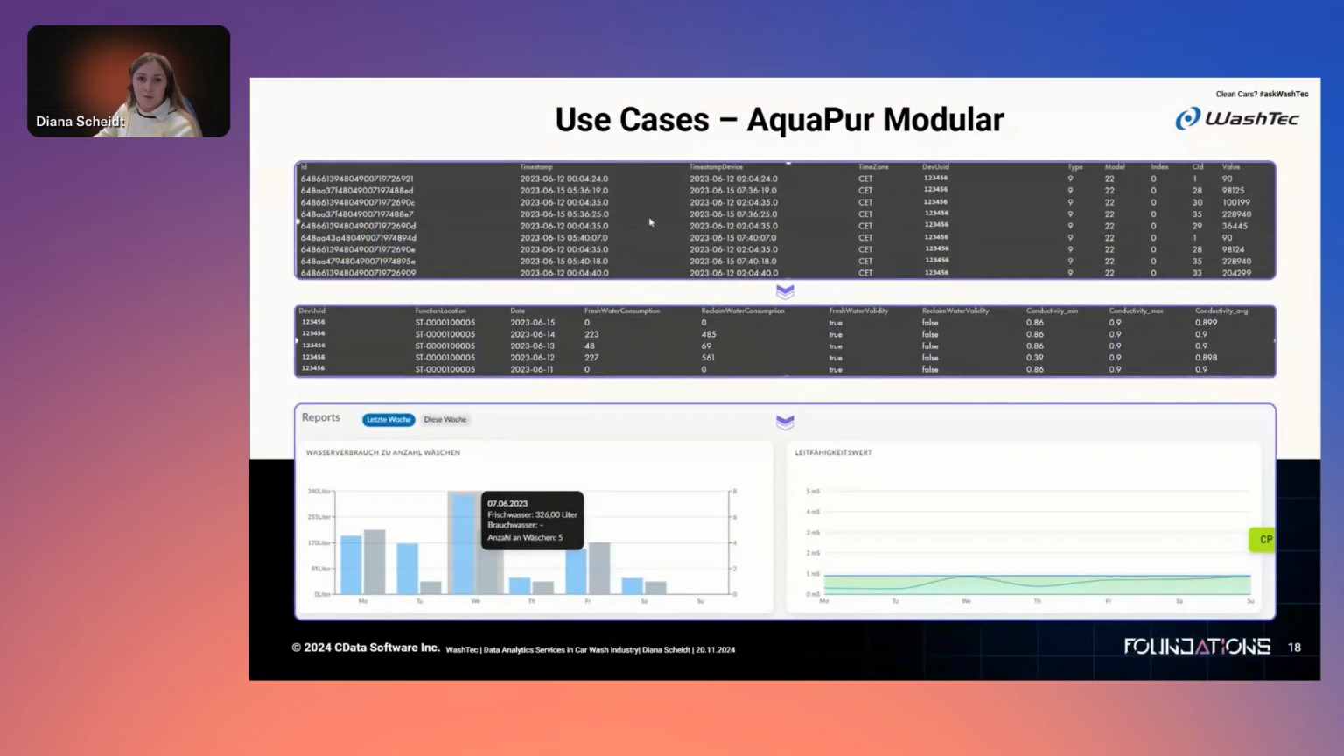For example, you see how it looks in a raw format. Here we have different sensor values, different water measurements as an example. And in the end, we transform it to this view where we see, okay, on this machine, we had 223 liters of water.